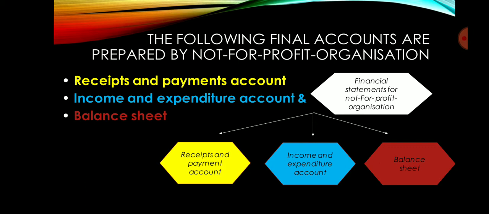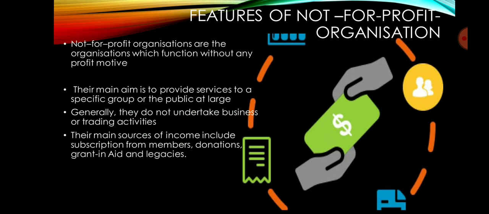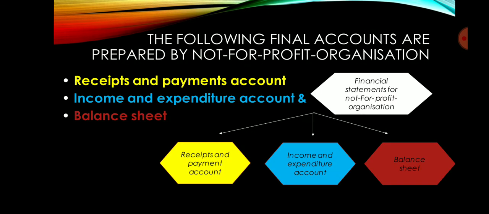There are three important financial statements of a not-for-profit organization. The following final accounts are prepared by not-for-profit organizations. The first one is receipts and payments account. Then the second one, income and expenditure account. And the last one, balance sheet.